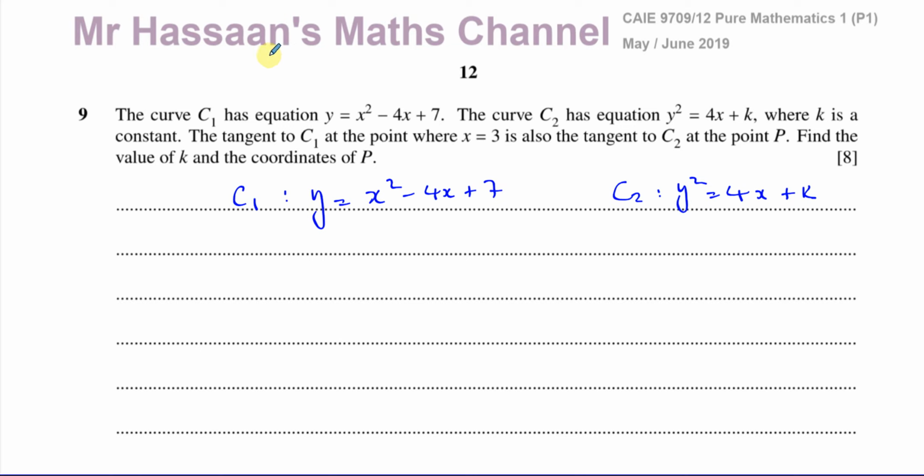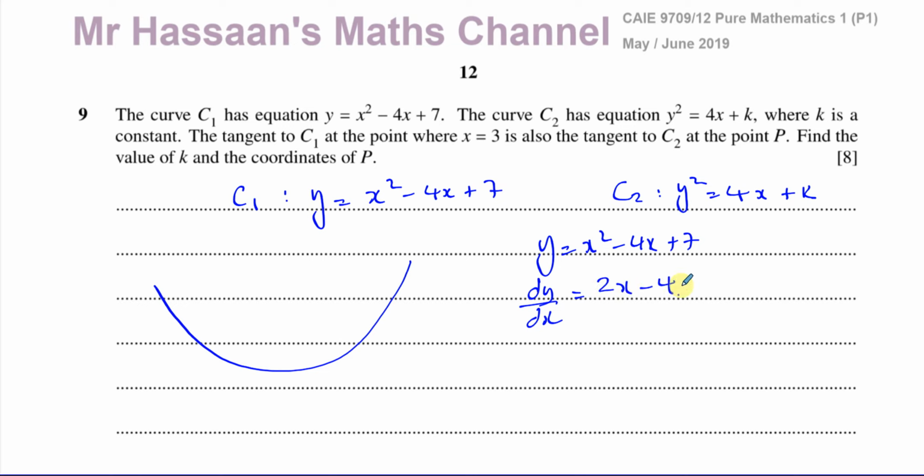So let's just try to explain that a bit better. You have C1, which is a quadratic looking something like this. To find the gradient of a curve, we're going to differentiate. So let's take this curve, y equals x squared minus 4x plus 7. To find the gradient of this curve, we need to differentiate that. So this will give us the gradient function. dy/dx equals 2x minus 4. That's the gradient function for curve C1.